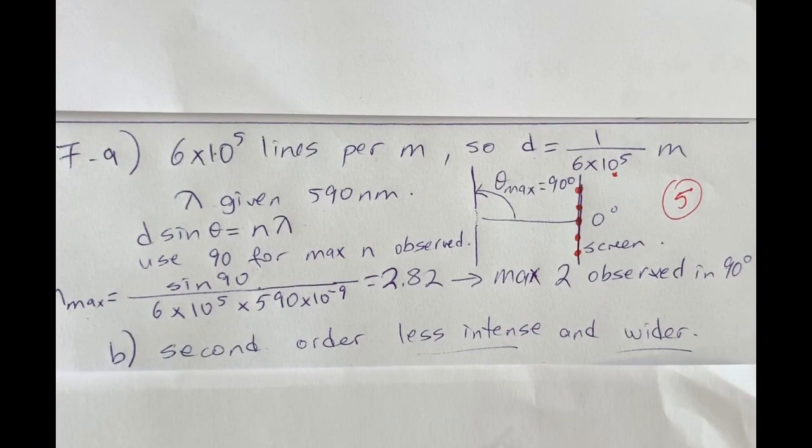Part B of question 7 asks for the observable difference between a first order and a second order maximum. Since the second order is at a wider angle from the center, it will be less intense and wider compared to the first order spectrum.